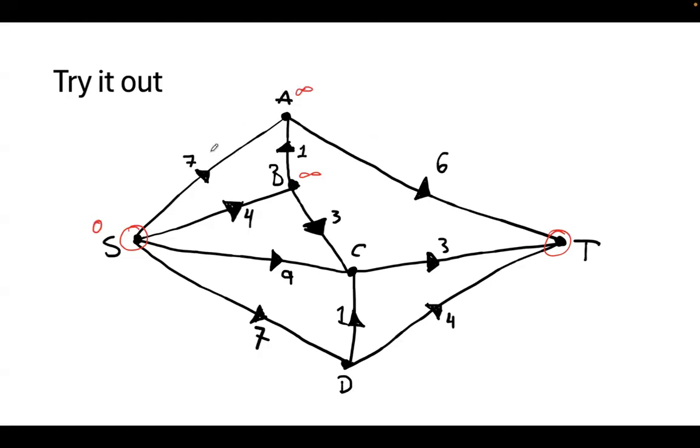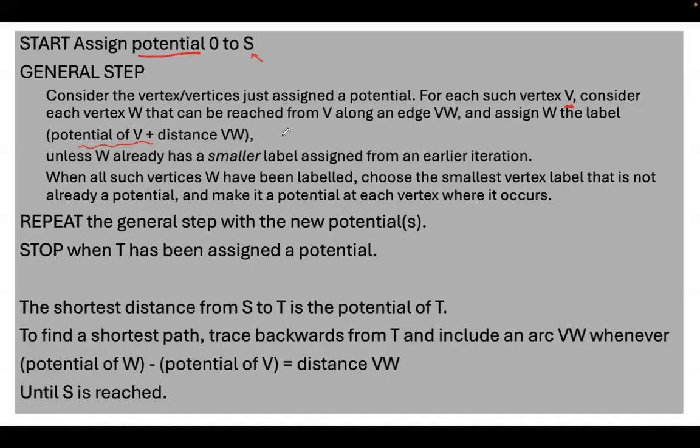For A, there's an edge of weight 7. So now it takes 7 to get to A. For B, it takes 4. For C, it takes 9. For D, it takes 7. And these are all secretly the edge weight plus the potential of S, which is 0. So that's the general step.